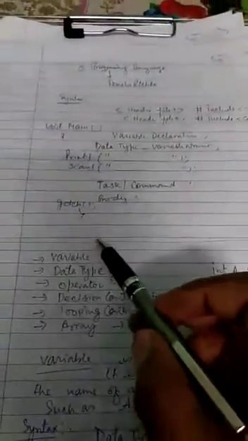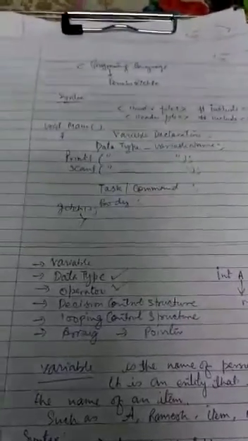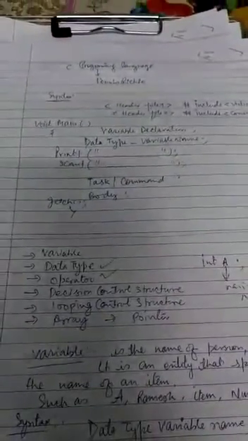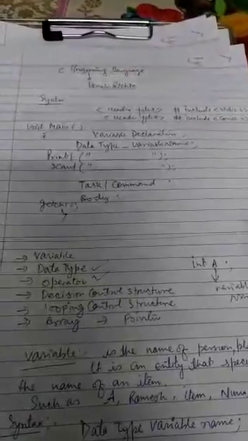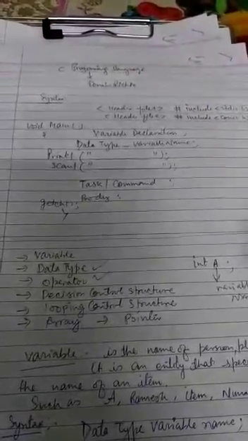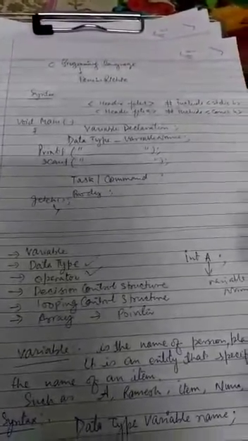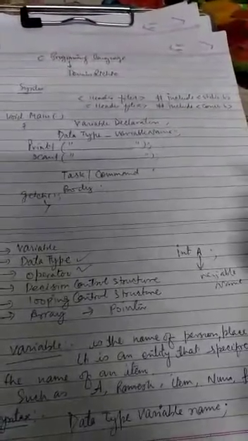As you know very well, we have taught in a previous lecture variables, data types, and operators. Let us now start the decision control structure. Before the decision control structure, we covered the syntax of the C programming language.